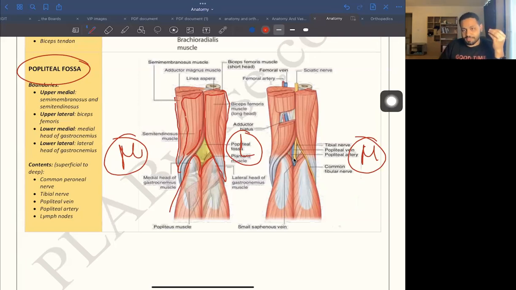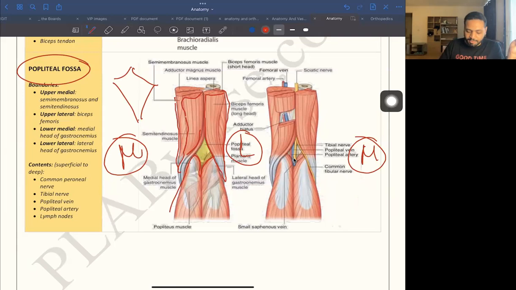So what are the boundaries of the popliteal fossa? And what are the contents of the popliteal fossa? If you look at the boundaries, there is the upper medial and upper lateral, and then lower medial and lower lateral, because it's a diamond shape, I mean, a diagonal shape like that, okay?